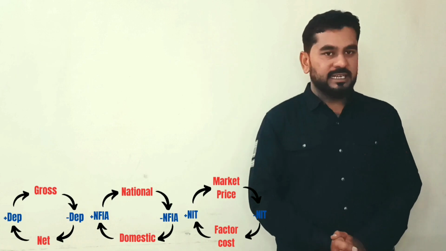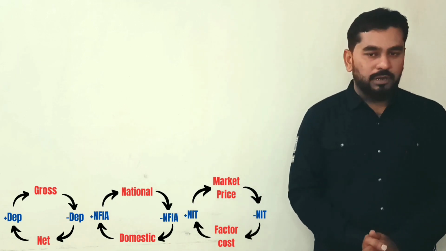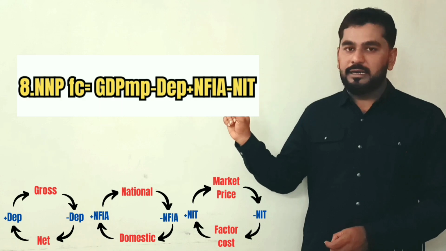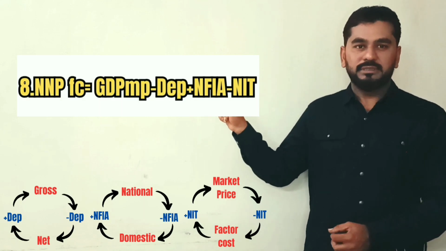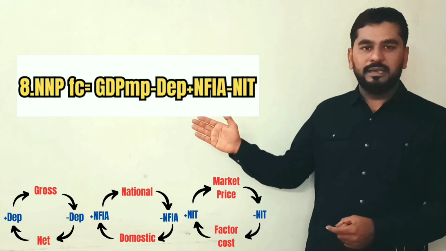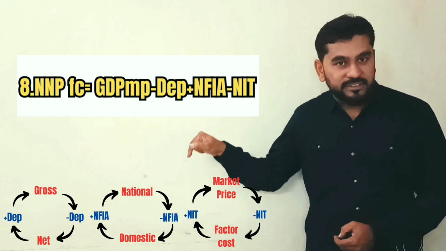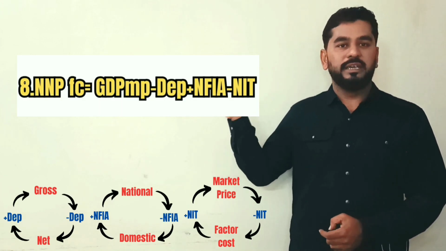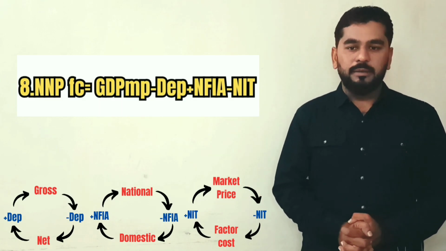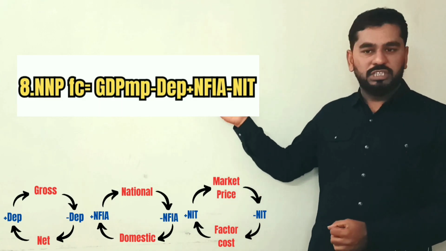Let's move to the last aggregate. The eighth aggregate of national income accounting is NNP-FC. I told you already that one of the incomes out of these 8 aggregates is the national income. Exactly. The eighth aggregate, NNP-FC itself, is called the National Income of India. So to know about this, the formula again, I take into account GDP-MP.